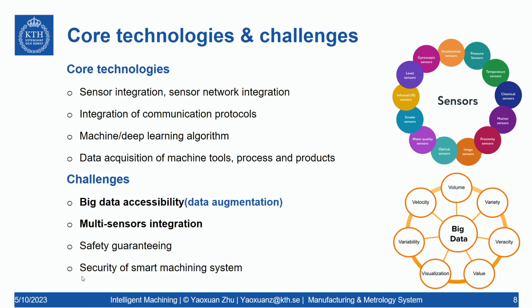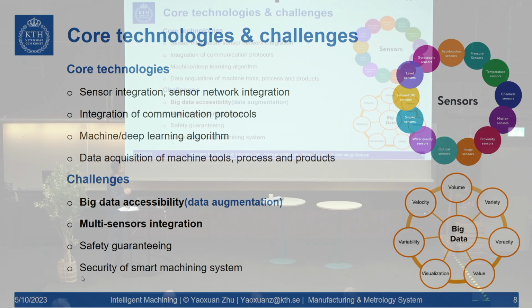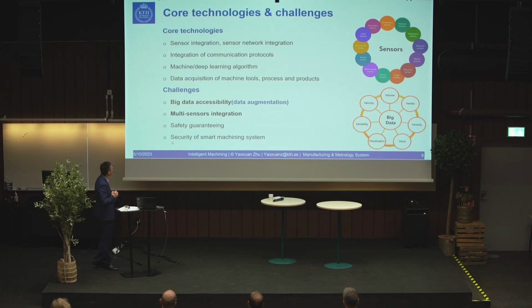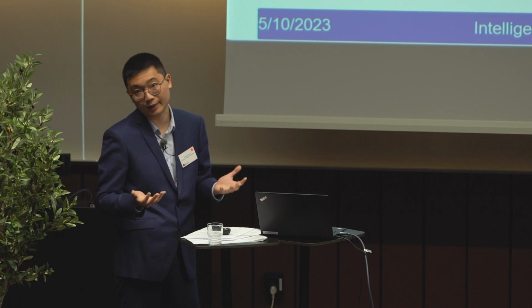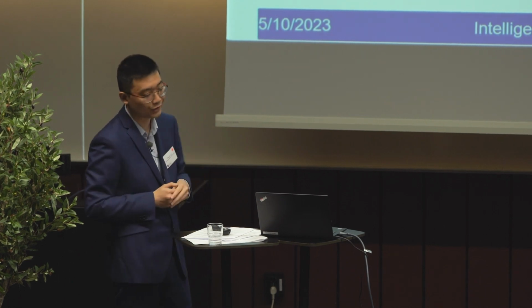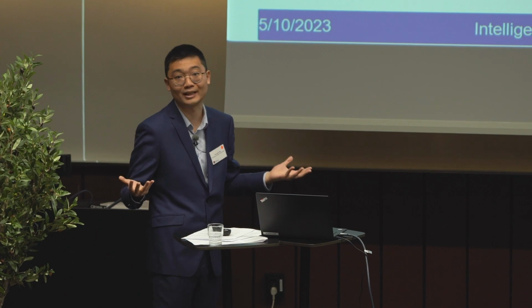Some core technology and the challenges of a smart machining system. We can get support from core technologies such as sensor integration, sensor network integration, integration of communication protocols, machine learning and deep learning algorithms, and also some advanced data acquisition technologies, or methods that we can use to capture or extract features and very useful information from machine tools, processes, or the products. For sure, the system itself also has a few challenges. For example, the biggest one is big data accessibility.